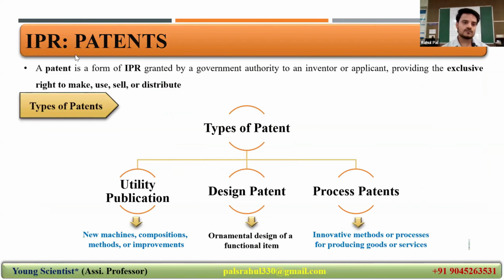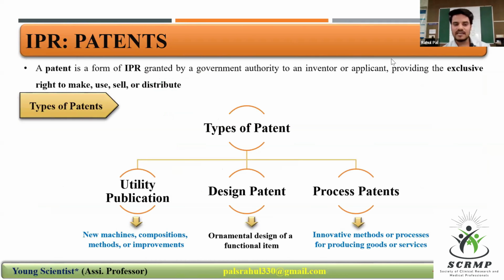First one, utility patents. For example, if anyone has a new machine, composition, method or improvement, as well as a methodology for any type of work, then he will go for the utility publication. As per my suggestion, depending on the individual guide or the individual person, there might be chances for changes, right?